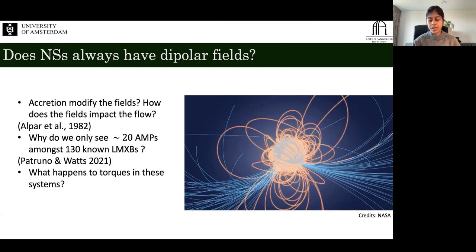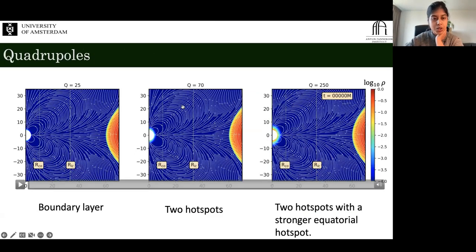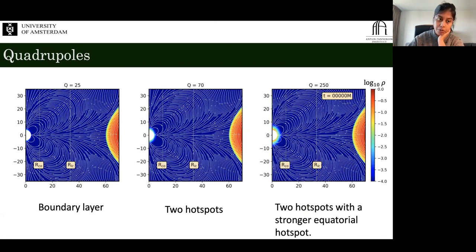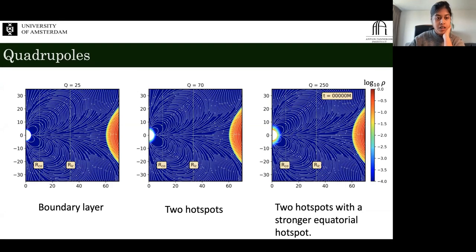So in order to explore this a little bit, we did a couple of simulations with quadrupolar fields. And also we did a couple of simulations where we played around with the dipolar and quadrupolar fraction at the stellar surface. So here again, what you see are different magnetic field strengths, but now for a quadrupole. Here you have the lowest quadrupolar field strength, here an intermediate, and here the highest quadrupolar field strength. And this is again log of density.